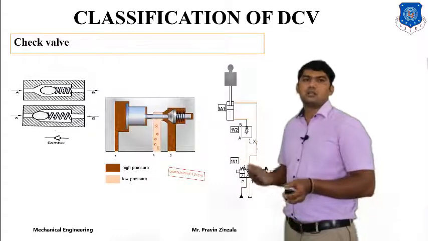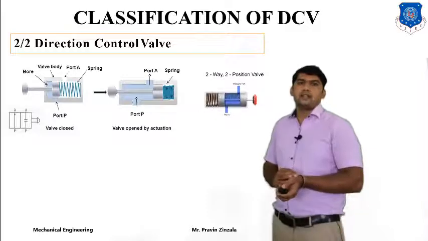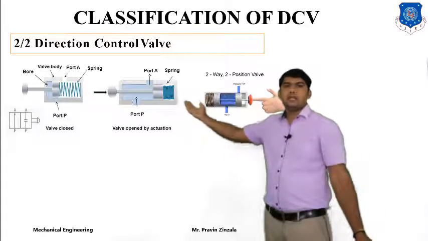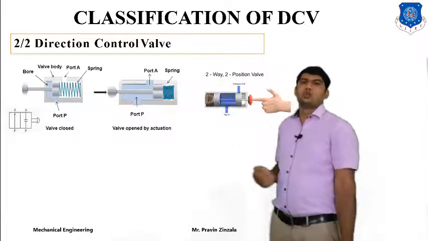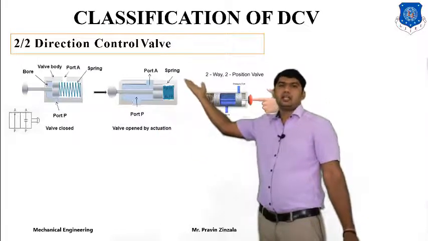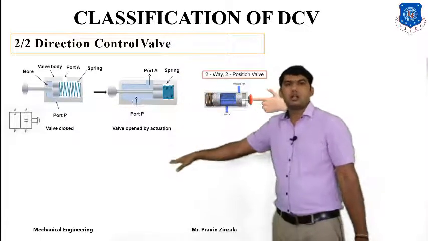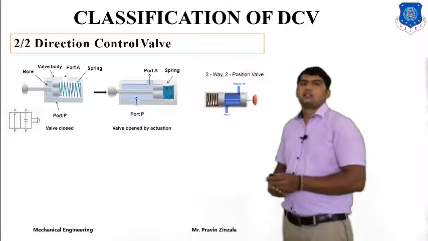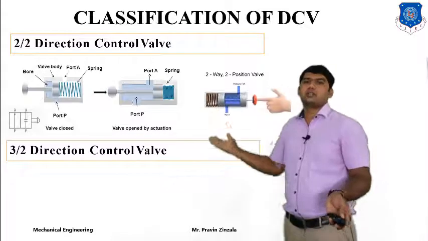So this is the requirement of check valve. Next is the 2 by 2 direction control valve, which means there will be two ports, P and A. There are also two positions: in the first position fluid will pass from P to A, while in the second position fluid will pass from A to the tank. So it's called a two-way, two-position valve. And this is the symbol of the 2 by 2 direction control valve.